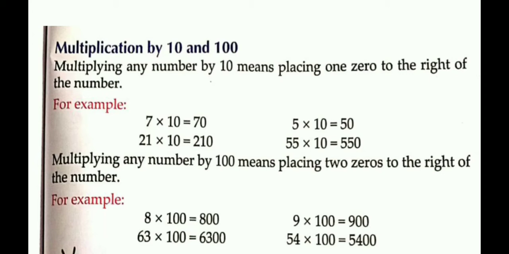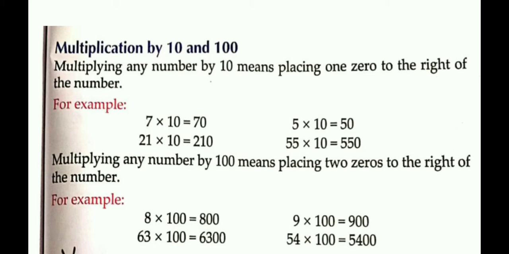So it says here that if we multiply any number with 10, what we have to do is that we only have to place 1 zero to the right side of the number. So the answer will be that you only have to write the number and 0 at the end. Alright, so let us see here.